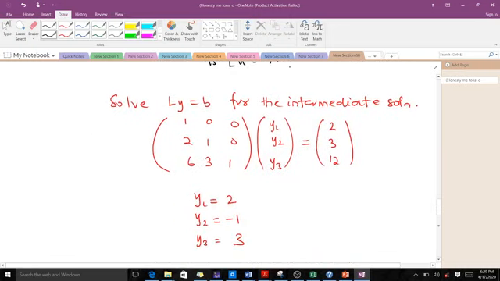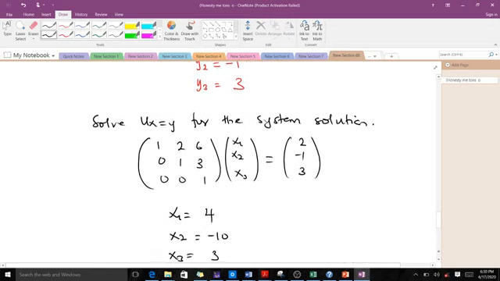So the next thing is to find the intermediate solution. With that, we solve Ly equals B for y, where L is our lower triangular matrix. This is our L, and this is our y, equals the B from the question, the constants from the question. When you do this, you know this matrix has already been reduced for you, so doing it is so simple. You get your y1 to be 2, your y2 to be -1, and y3 to be 3. And this is the intermediate solution.